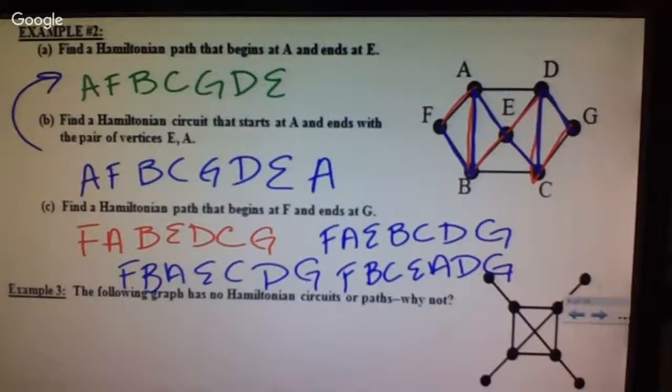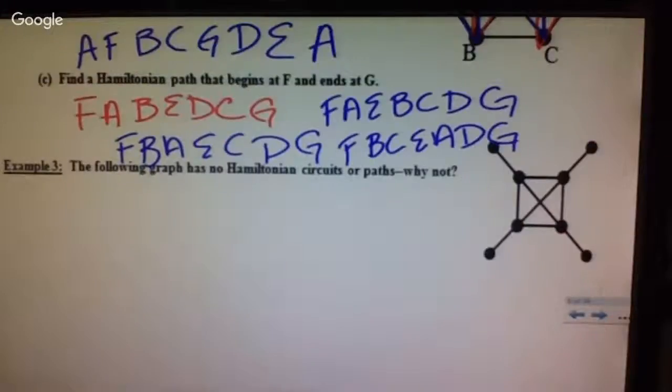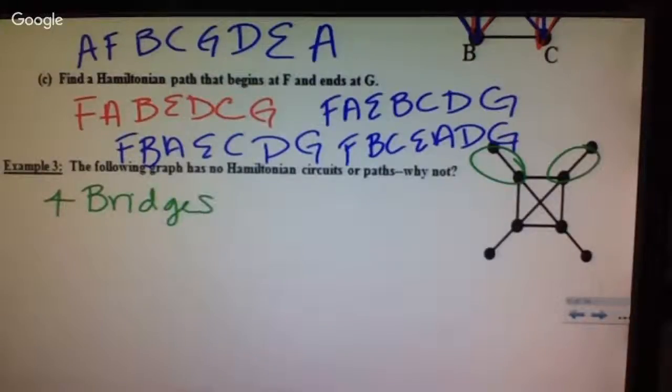Take a look at example number 3. The following graph has no Hamiltonian circuits or paths. Why not? Once you hit one point, you can't hit every point without letting go. What are these lines? They're bridges. You have 4 bridges here. So once you cross that bridge, you can't get back. Because 1, you can't trace that line twice. 2, you can't go back to a place that you've already been.